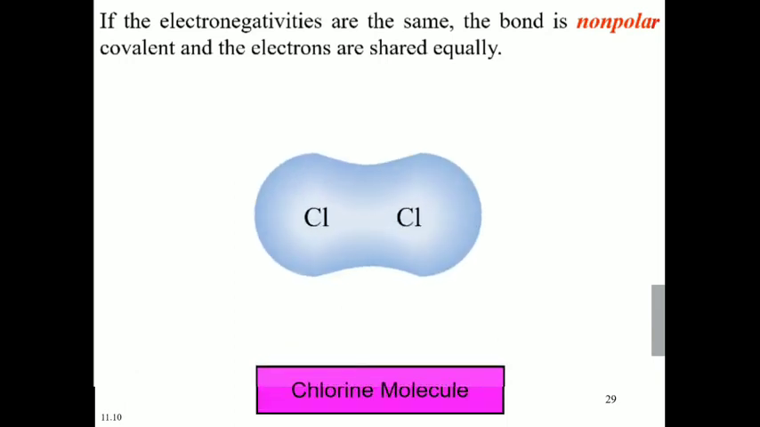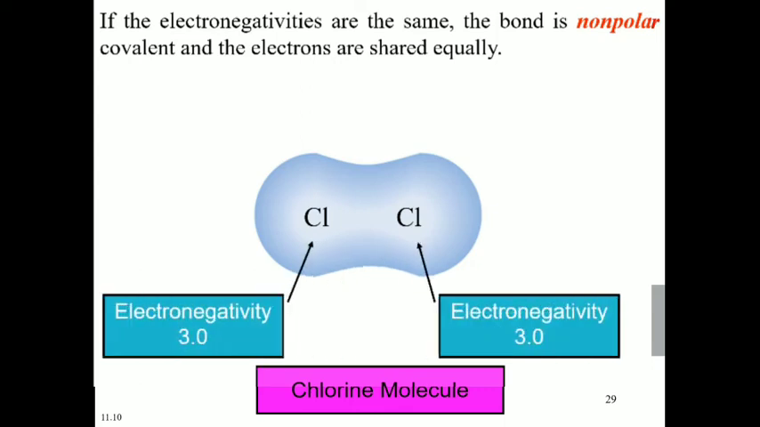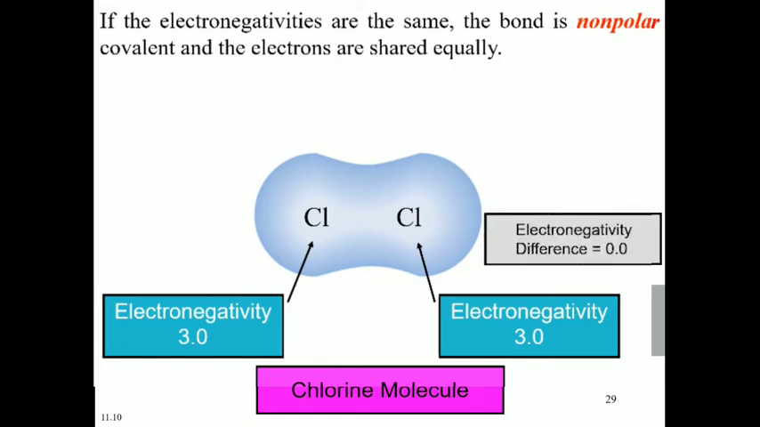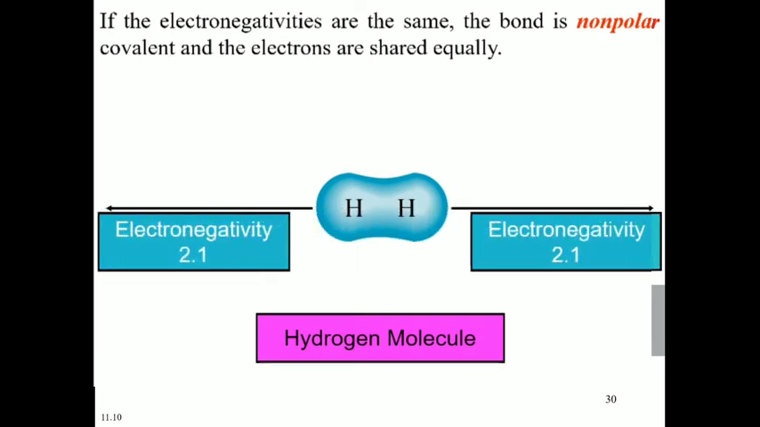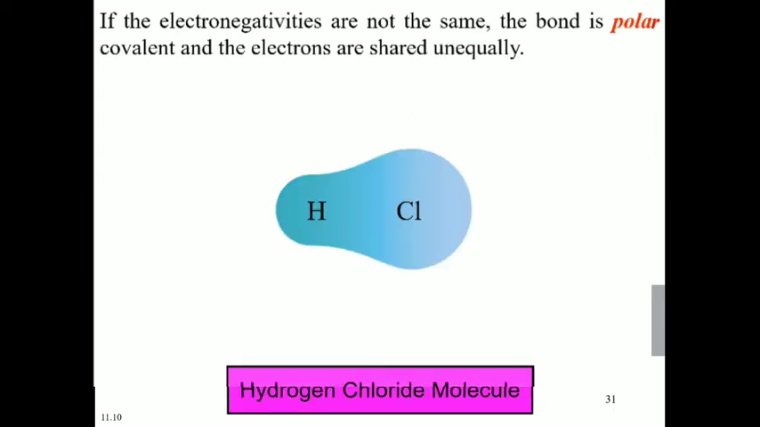Automatically, for example, in this molecule, we have 2 similar atoms. So they have the same electronegativity values. So the electronegativity difference will be 0. Another is hydrogen. Hydrogen's electronegativity is 2.1. So getting the difference, you will also get 0.